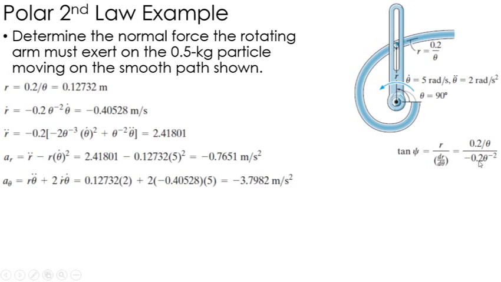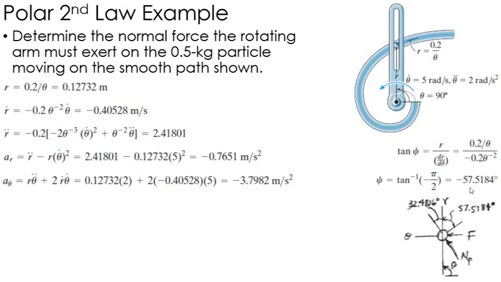So again I just get the negative 0.2 theta to the negative 2. Then at this instant, when theta equals 90 degrees or pi over 2, I can plug that in. Once I simplify things, plugging in the pi over 2, which is 90 degrees, I get a psi equal to negative 57.5. Now what does the negative mean?